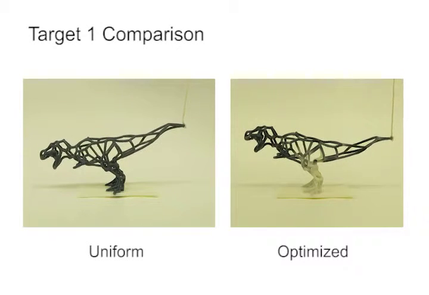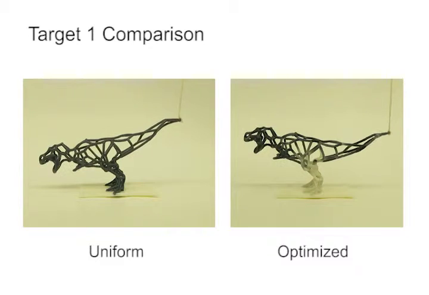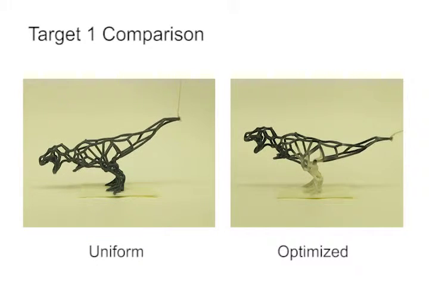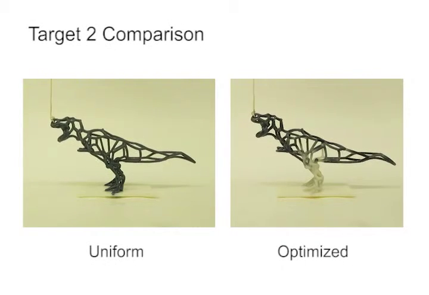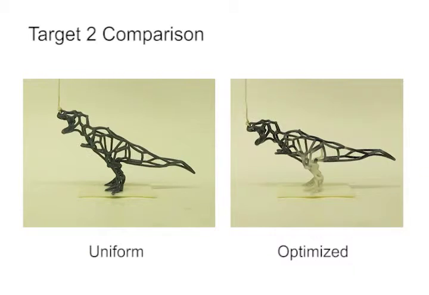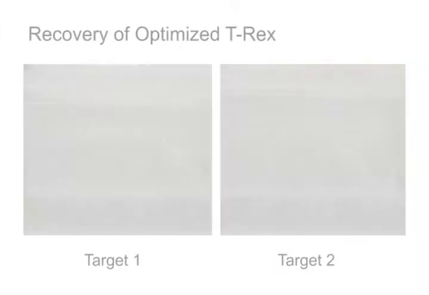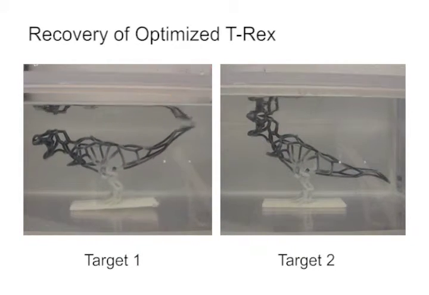We compare the training deformation of the uniform and optimized versions of the printed T-Rex. Here is the optimized dinosaur actively recovering its initial shape in warm water.